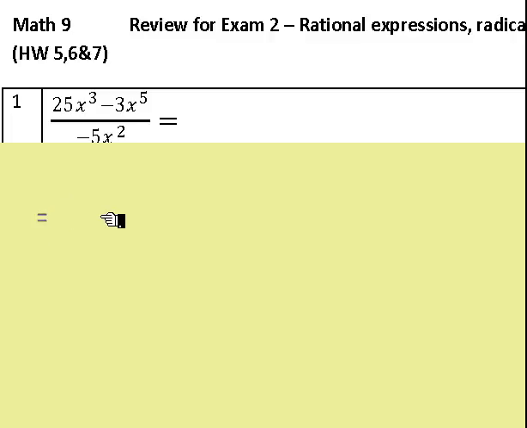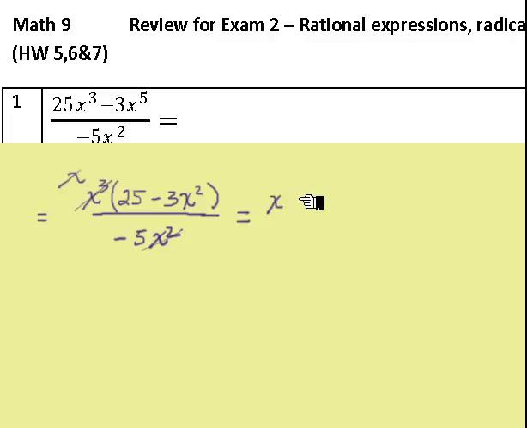From the numerator, I see we can factor out an x cubed. And in parentheses in the numerator, we're left with 25 minus 3x squared. And in the denominator, well, there's no factoring, we'll just write minus 5x squared. And then we divide. We can divide the x squared into the x cubed, and we're left with x. So we have x times 25 minus 3x squared divided by minus 5.